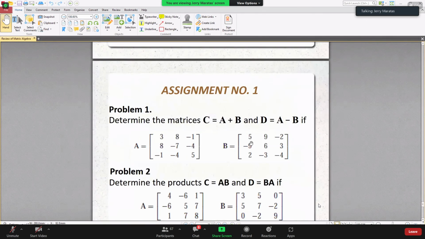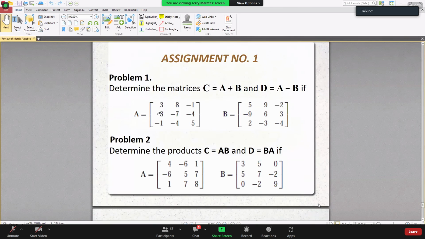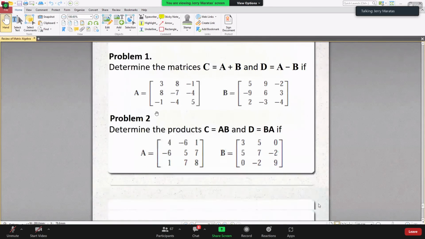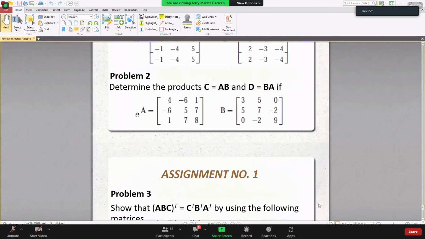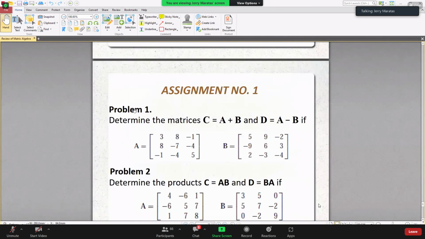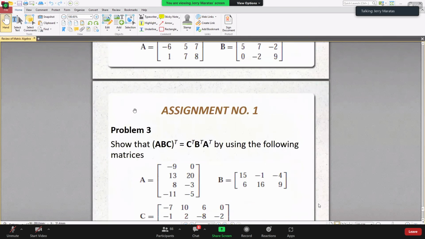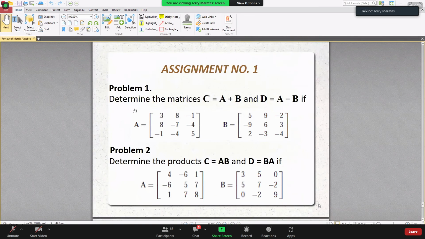Then we have this assignment. I think I already uploaded your assignment, it's also there in the Canvas. No? So actually, this is it. Okay, do you have any questions or clarifications?